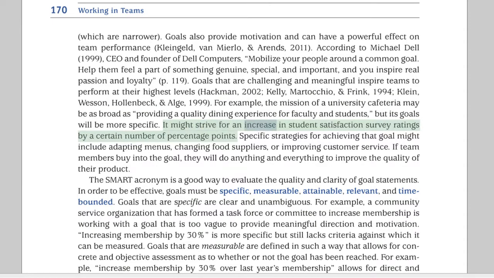It might strive for an increase in student satisfaction survey ratings by a certain number of percentage points. Specific strategies for achieving that goal might include adapting menus, changing food suppliers, or improving customer service. If team members buy into the goal, they will do anything and everything to improve the quality of their product.